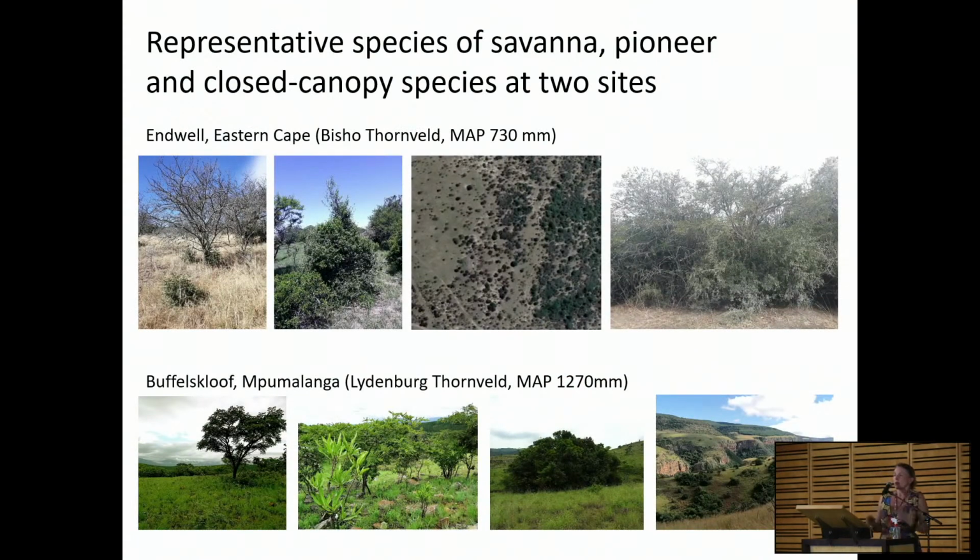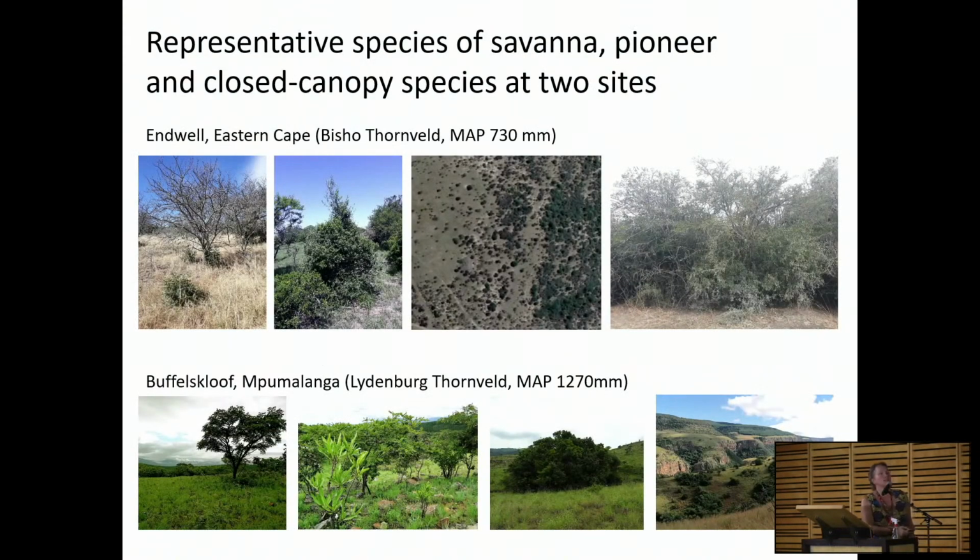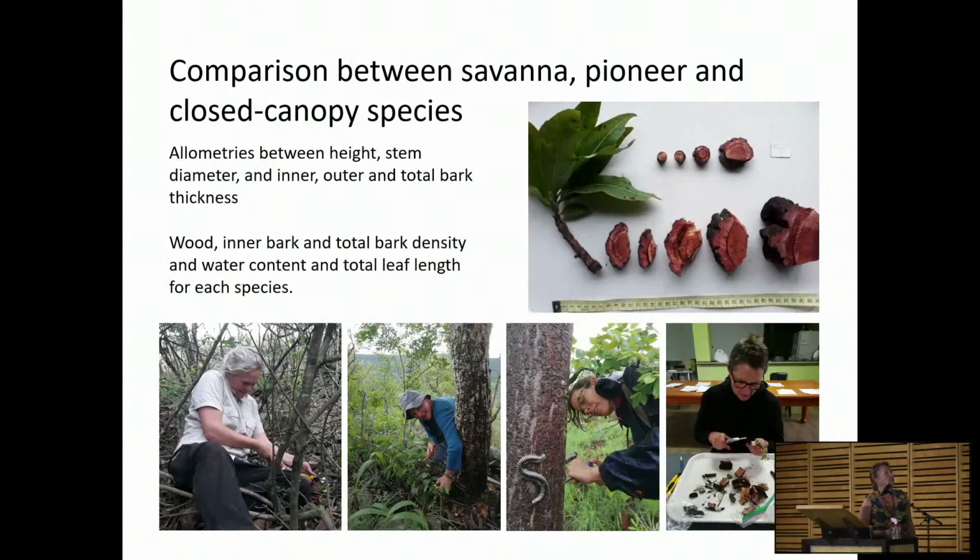So we decided to compare bark and some other related traits of thicket pioneer, savanna, and closed canopy species at two sites. The one is in the Eastern Cape, about 730 millimeters of rainfall, fire-prone, but fires, in fact, are relatively infrequent. And then Buffelskloof in Mpumalanga, which is much more mesic and has got much higher fire frequency and probably intensity.